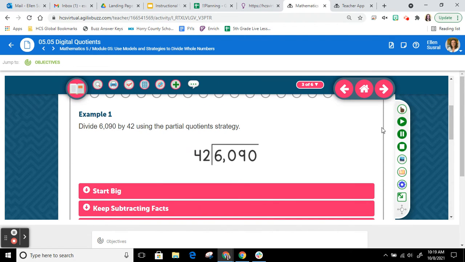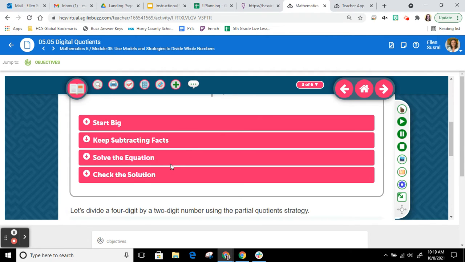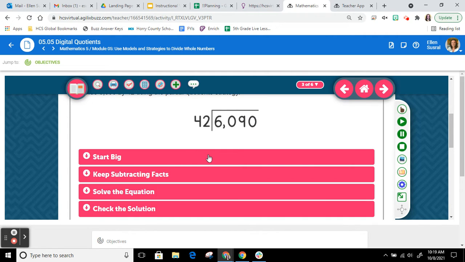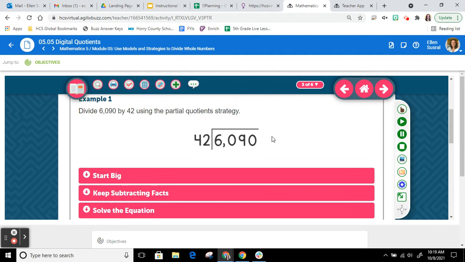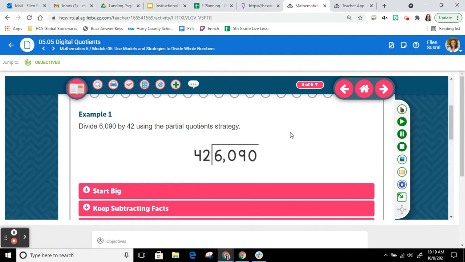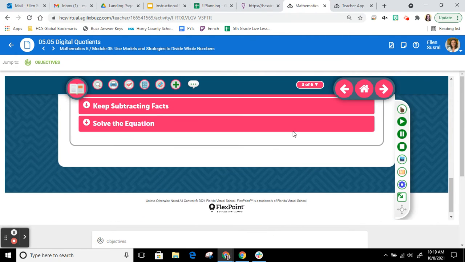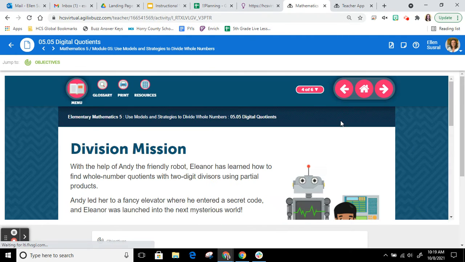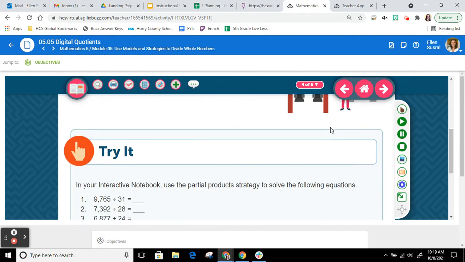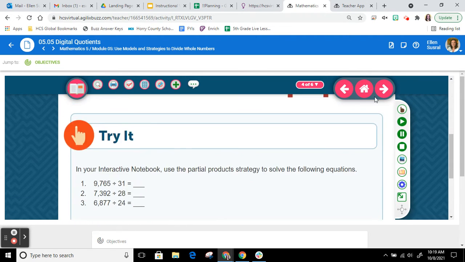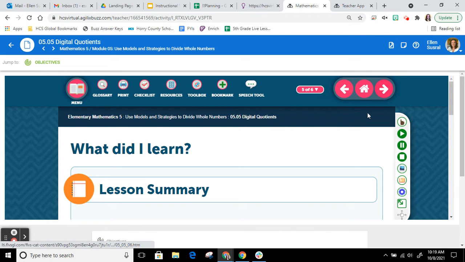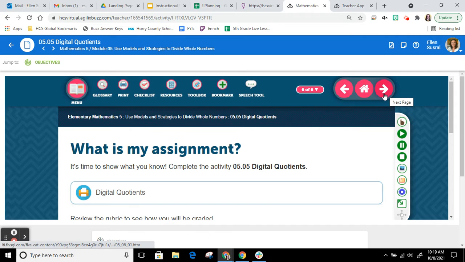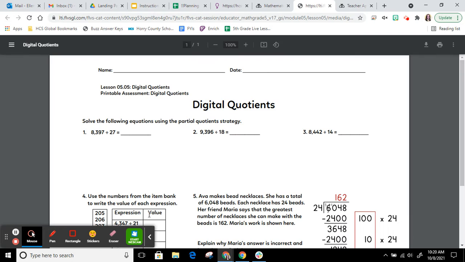So on page 3, you'll come across that first example where you've got a 4-digit number divided by a double-digit number. Same type of steps as you'll see on that first problem. You'll have the same type of steps here, but you're just working with a bigger number. And it goes through all the different steps for each of the examples. Okay? And I'm going to go through the steps with you when we get onto the worksheet. You've got try it activities. And then on page 5, you've got your lesson summary. And then on page 5 or page 6, you'll come to your assignment, which is digital quotients. So I'm going to open that up.